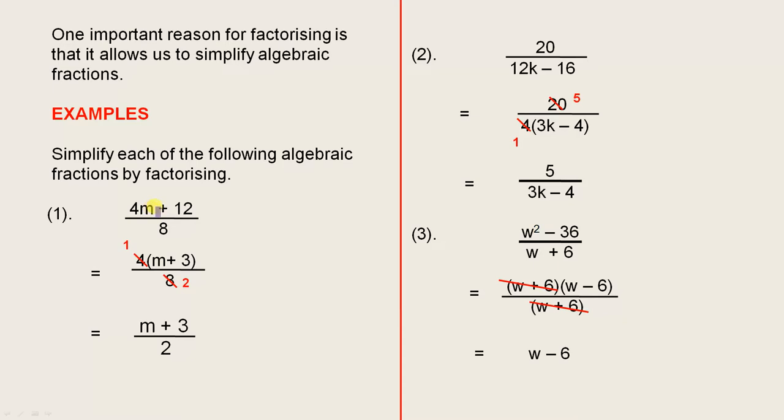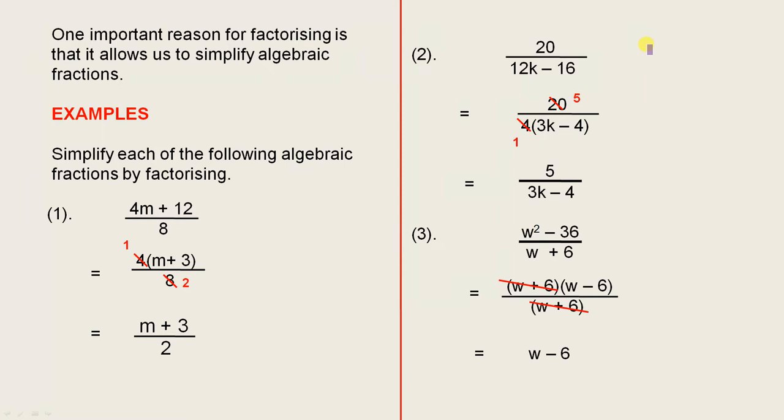The first one is 4m plus 12 over 8. We can factorise 4m plus 12 by writing 4 outside of m plus 3, and then we have 8 down here. Now we can cancel. 4 into 4 goes once, 4 into 8 goes twice, so the answer is m plus 3 over 2.